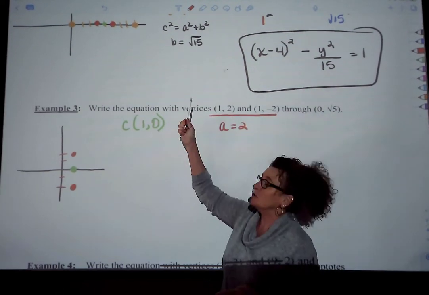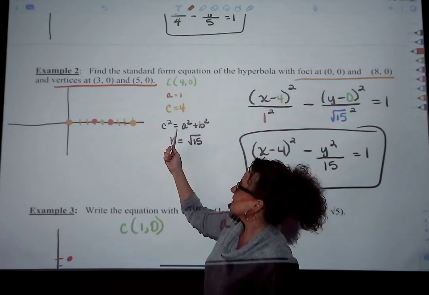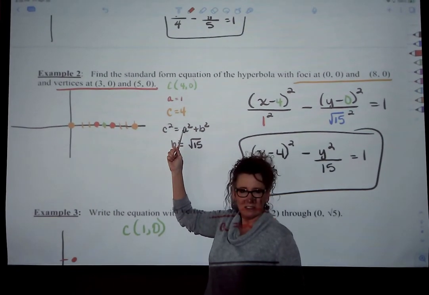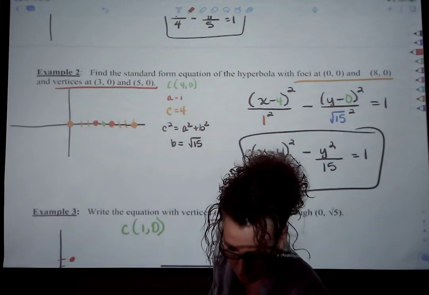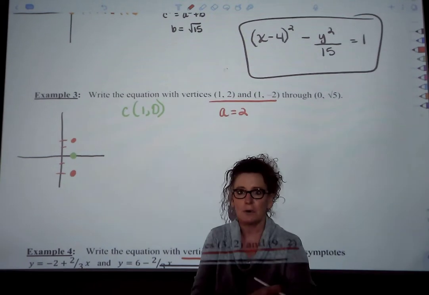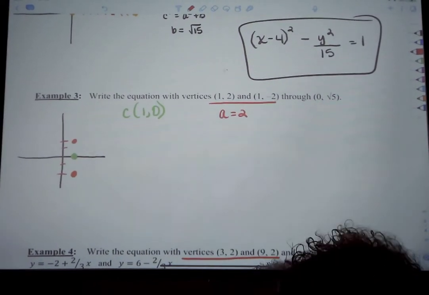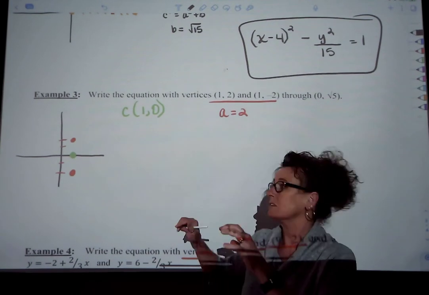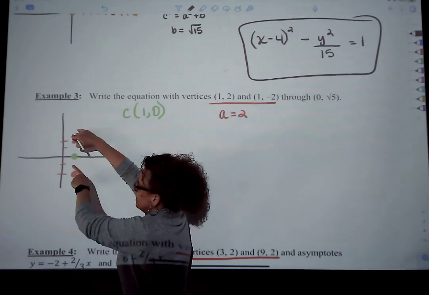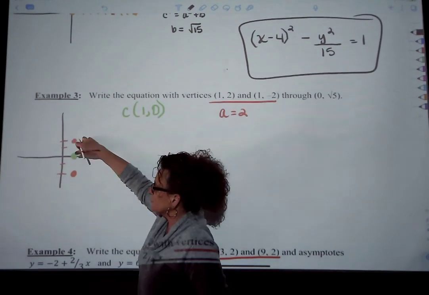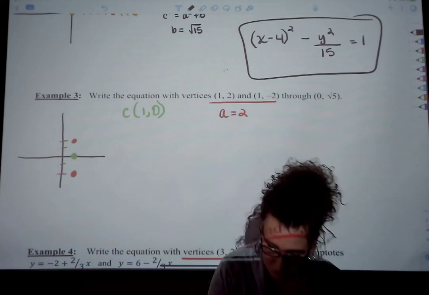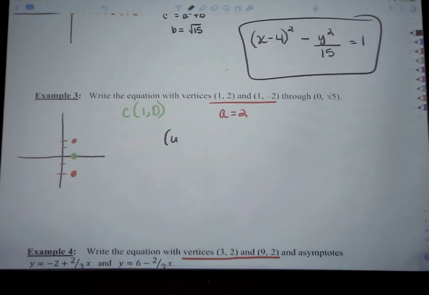Slight problem. I don't have B and I don't have C. So I can't really do this thing right now because all I have is A. So I'm going to start building my equation, and you can maybe look and see what's missing and figure out what to do from there. Now it opens this way, right? You can see where the vertices are positioned, so it opens up, down. So this time I'm going to go Y first.